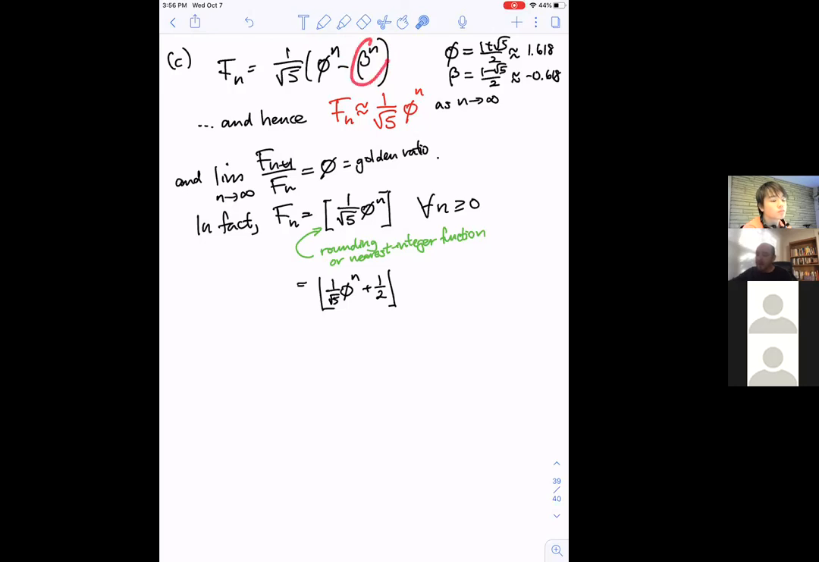And because that thing divided by the square root of 5 is so small, all you have to do is do the rounding and you see that it's going to be correct. And Jack's asking, do people have some hint that Fn would use phi and beta?